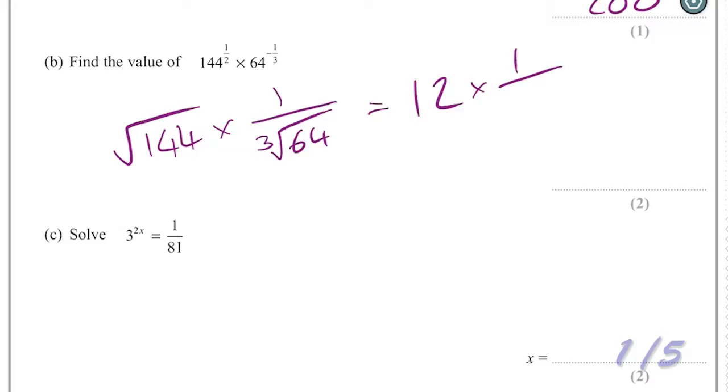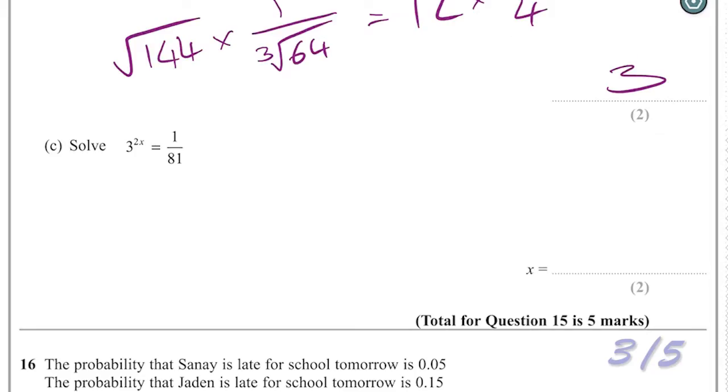You might know that. If you don't, just try a few numbers. 5 times 5 times 5 is 125, so that's too many. 3 times 3 times 3 is 27, that's too low. So 4 times 4 times 4 is 64. And 12 times a quarter, 3. So part C is a little trickier.